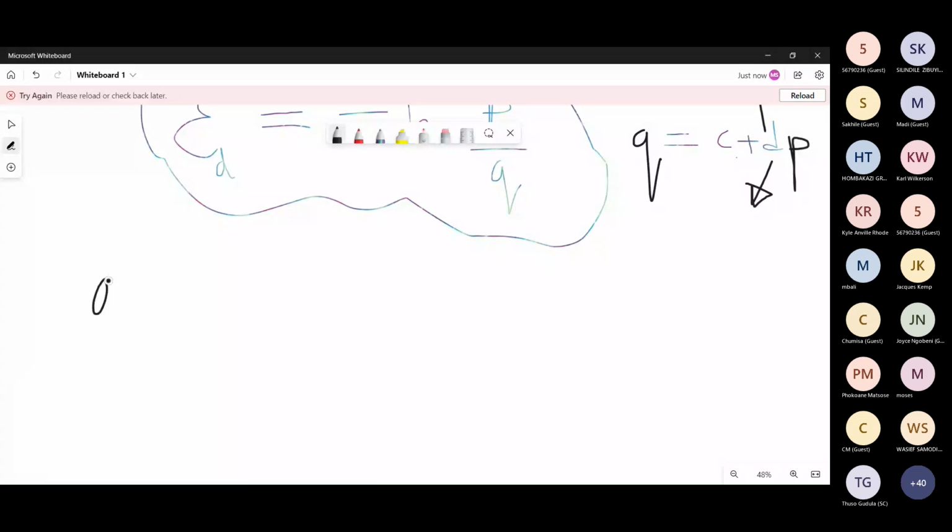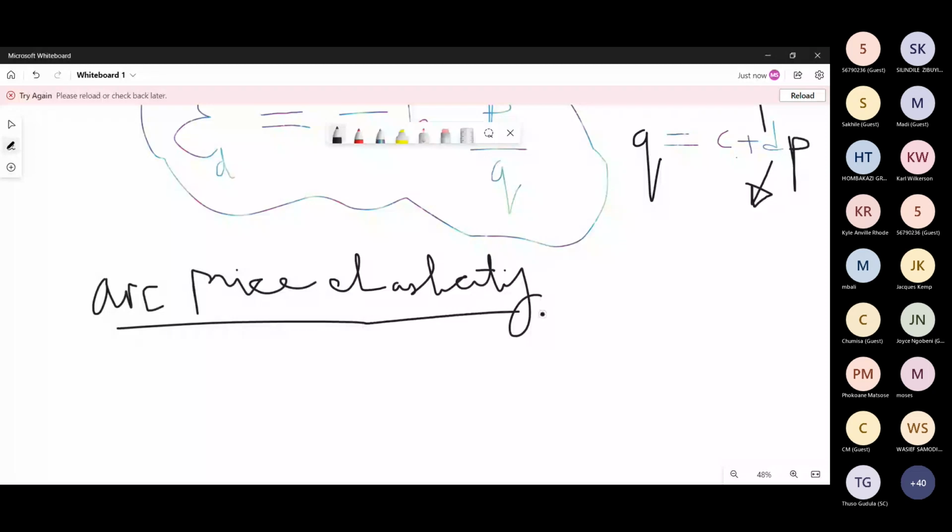Okay. Arc price elasticity. Let me just, you can see, I think you can follow from the study guide. Well, here now we have two values. We have P1, point P1 D1.